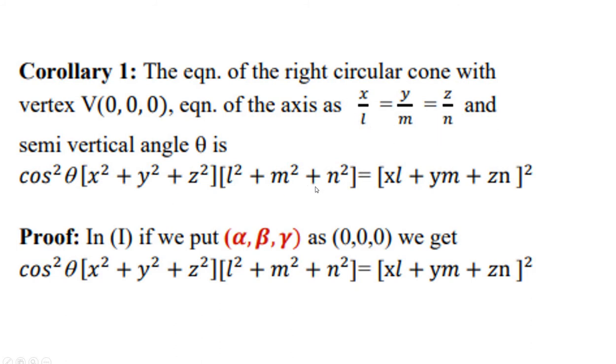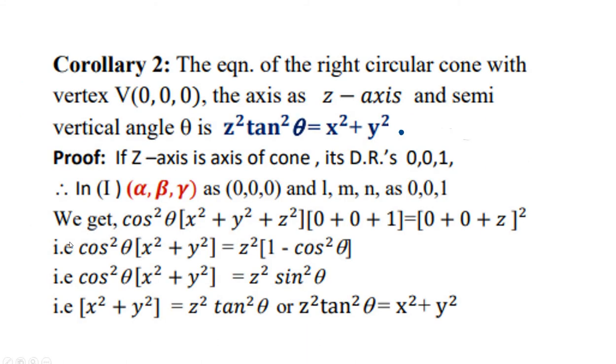How will it look? For the z-axis we wrote 0, 0, 1, but here only the vertex is given, and the direction cosines, or direction ratios, are l, m, n. Okay, so you have simply this. The corollary to what we just now had.